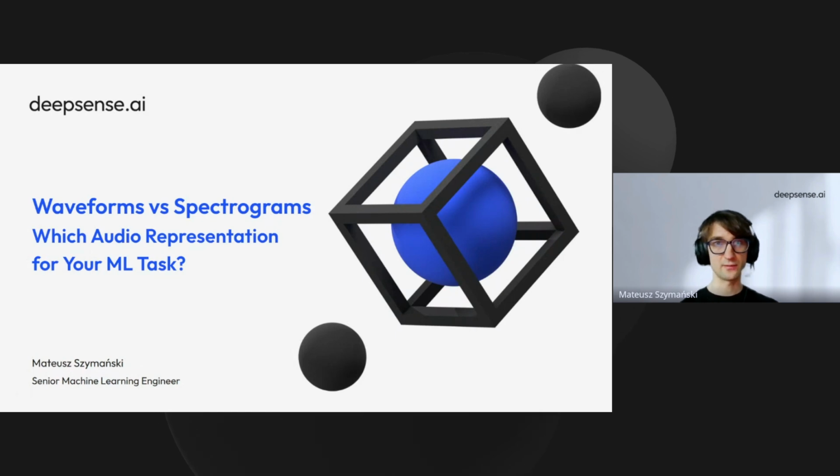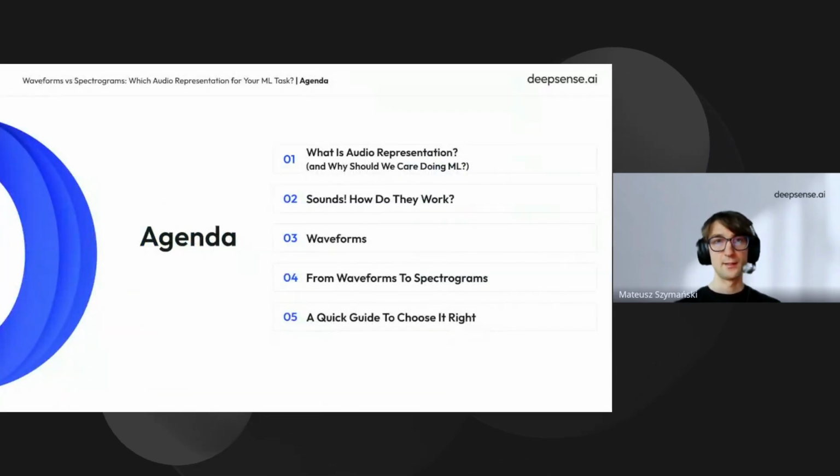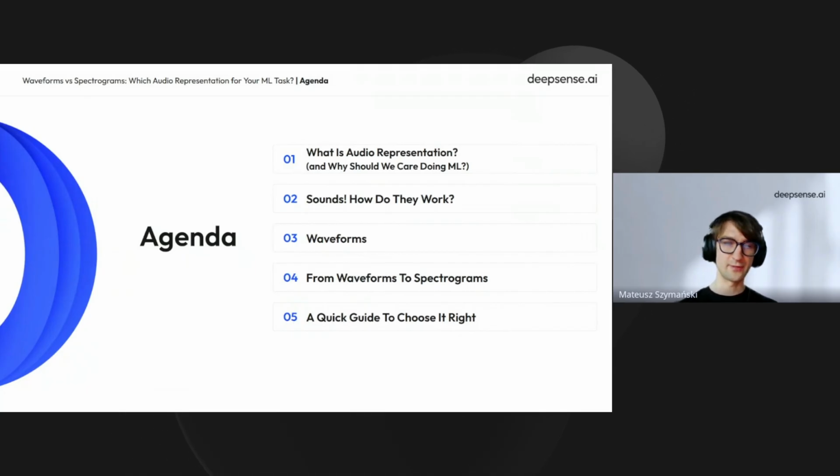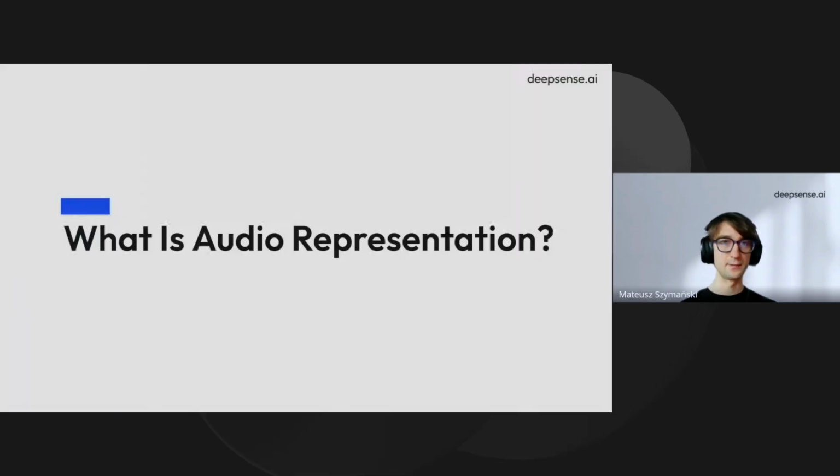So for that reason, I'd like to talk today a little about the importance of audio representation in the context of machine learning models. I'd like to go through the 2 most common audio representations, waveforms and spectrograms, and explain why the choice of the representation matters at all. At the end of my presentation, I'll try to show you a very compact guide on how to make an informed decision about the audio representation choice.